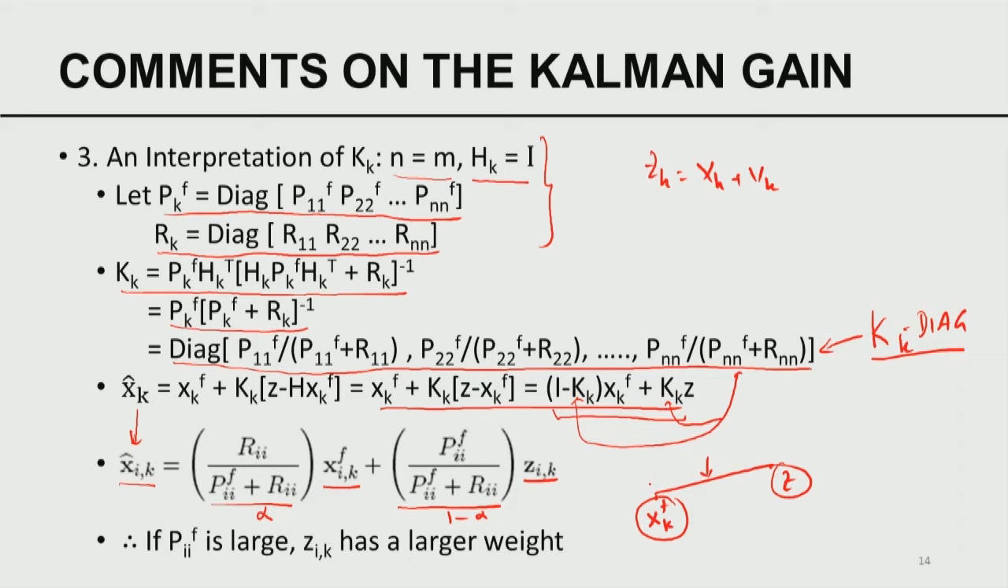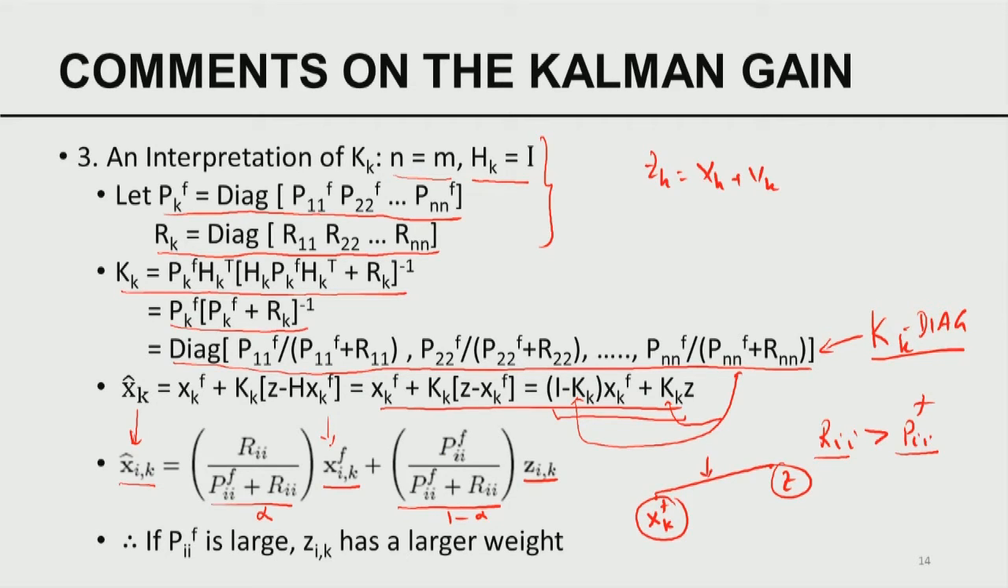Not only that, I would like to talk about the adaptivity. Suppose R_ii is much larger than P_ii^f. What does it mean? The observation is less accurate than the forecast. A large variance means it is less accurate. Are you with me? So if R_ii is larger than the forecast variance, the forecast is more reliable than the observation. The denominators are the same, so this equation gives more weight to the forecast.